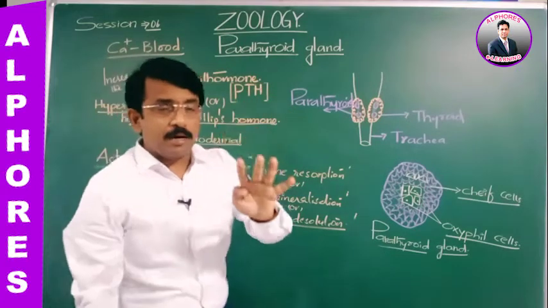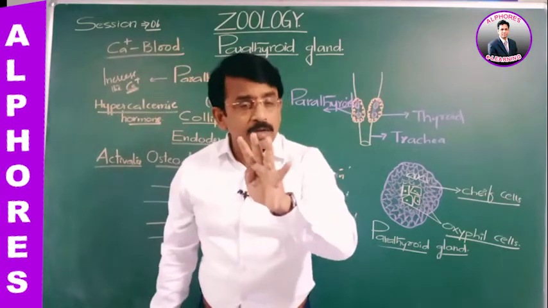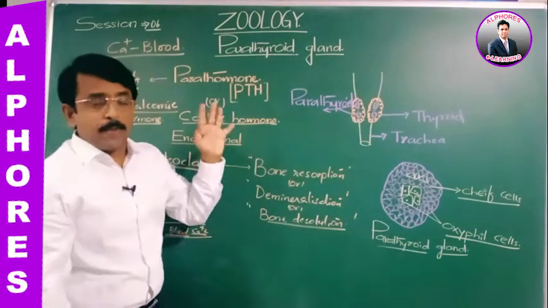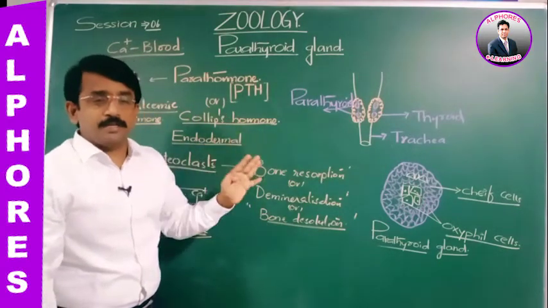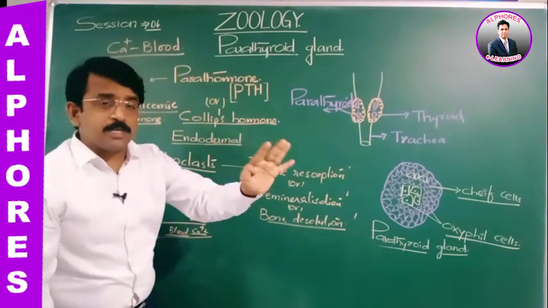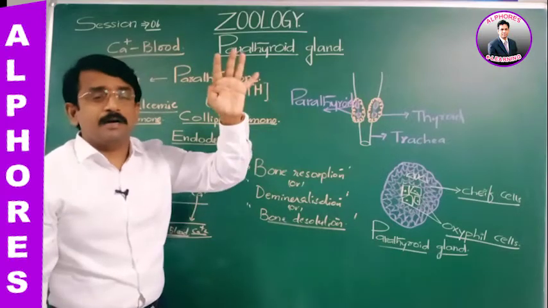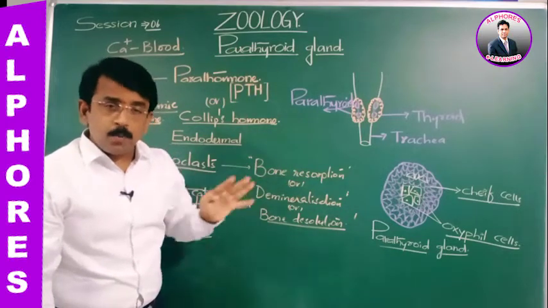Somatocrinin and somatostatin, these are all one against the other. The list of the antagonistic hormones.